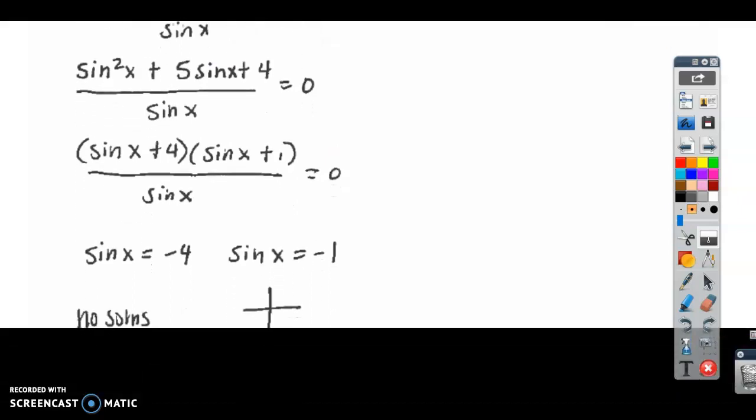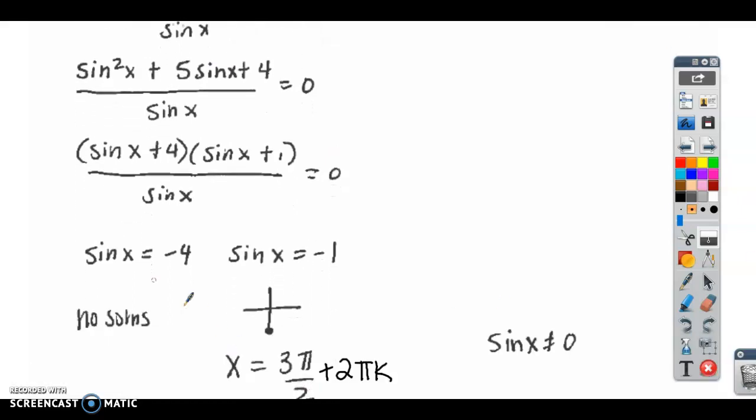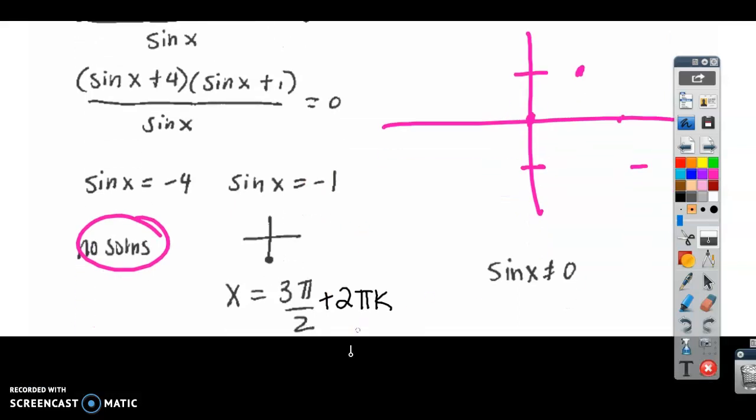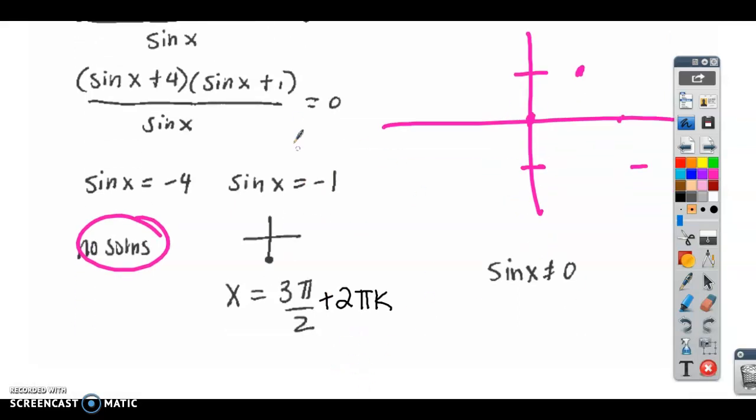And now, when you take a look at sine of x equals negative 4, I mean, if you just think about the graph of the sine of x, it goes 0 high, and that's at 1, right? 0 low, your low is, it goes from negative 1 to 1. Sine of x is not going to equal negative 4. Okay, so that's no solutions there. But where does the sine of x equal negative 1? Well, it does equal negative 1 at root 3 over 2, and then plus 2 pi, plus 2 pi, and so on.